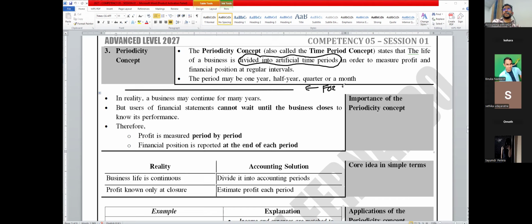Foreseeable future, right? Why do we need to introduce an artificial time period? In order to measure profit and financial position. We develop this particular period to measure what? Profit and the financial position at regular intervals.